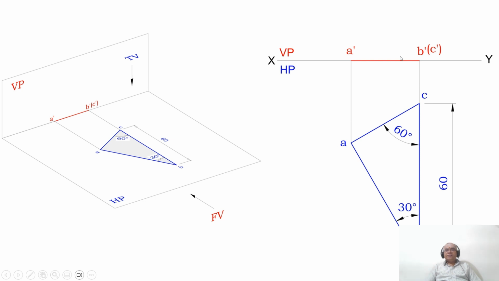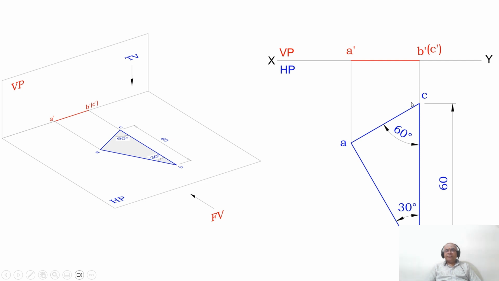So here A dash B dash is parallel to HP, so you are getting the true length in the top view, and B dash C dash is also parallel to HP. Therefore, in the top view you are going to get the true length. Similarly, C dash and A dash is parallel to HP. Therefore, you are getting the true length in the top view. So since all the lengths are of true length, therefore it is in true shape. And this is the surface which is parallel to HP. The entire surface is parallel to HP.